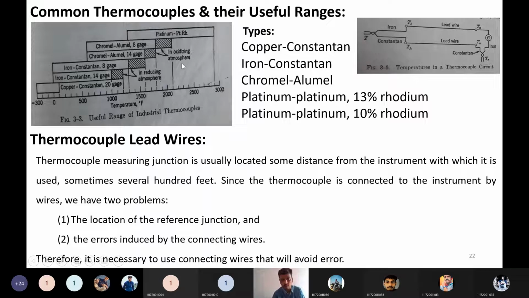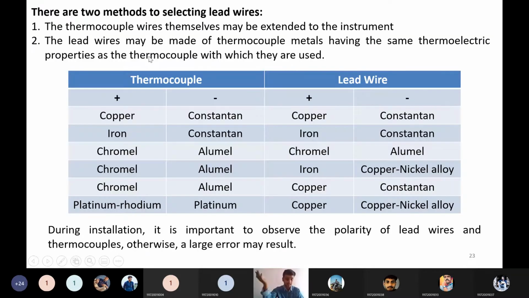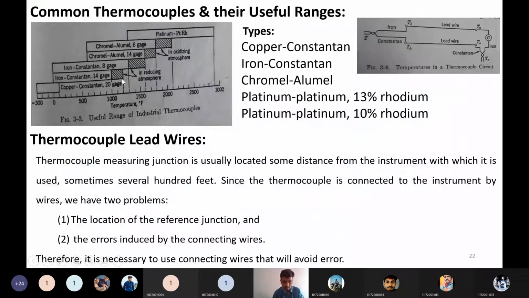In an oxidizing atmosphere, the chromel alumel temperature range can be increased. Why can such a temperature range be increased, especially in the iron constantan thermocouple? They may be used at temperatures several hundred degrees higher than their upper limit, for several hundred degrees Fahrenheit, if no oxygen is present to attack the iron wire.